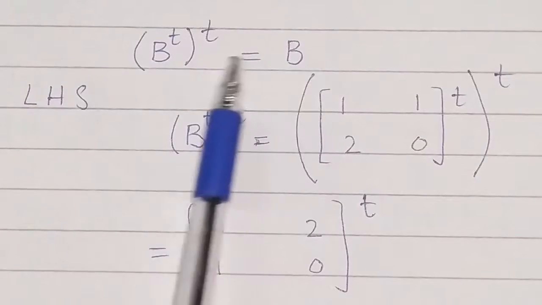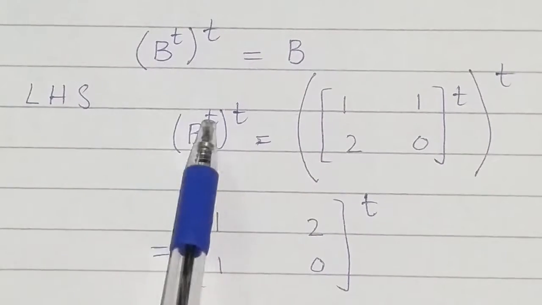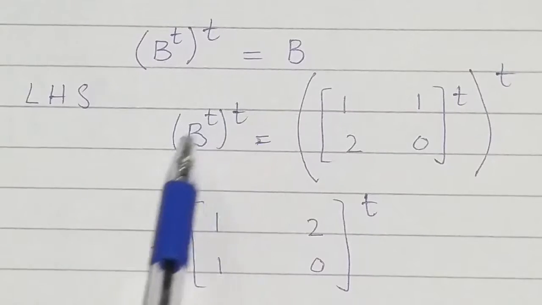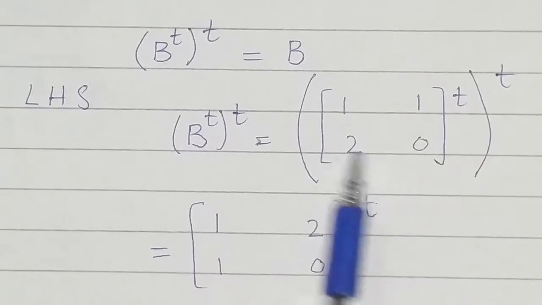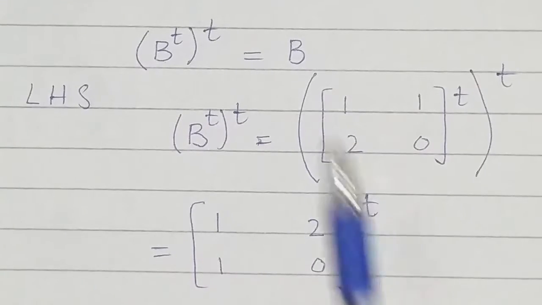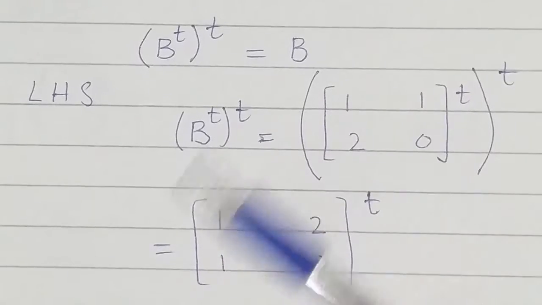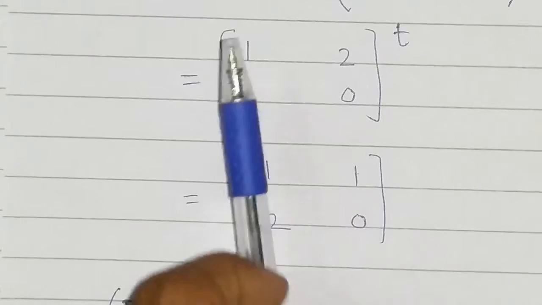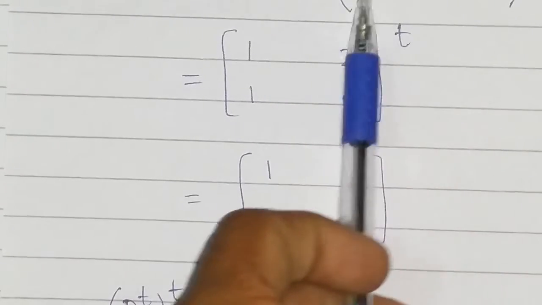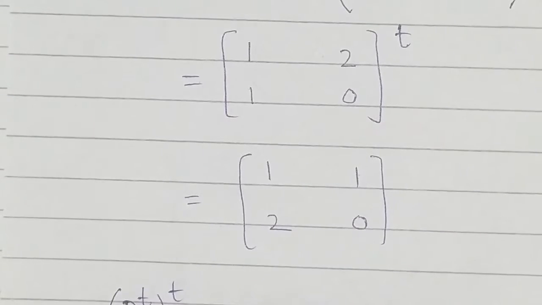Same is the case here. We can take the left hand side of it. B transpose. I have written B here and transpose. Making the first column as the first row and second column as the second row. This is the first transpose. Again, this first column is the first row and this second column is the second row. So it again becomes B where we started.